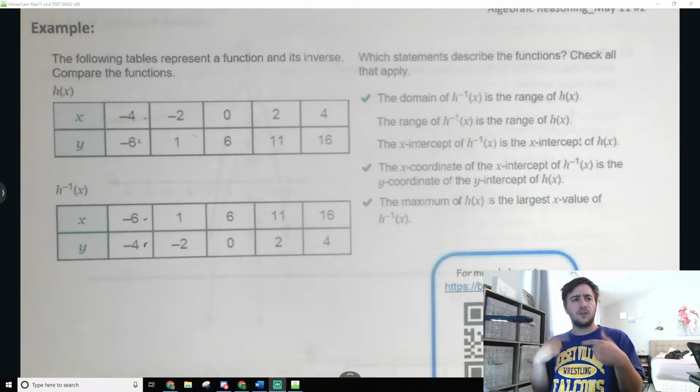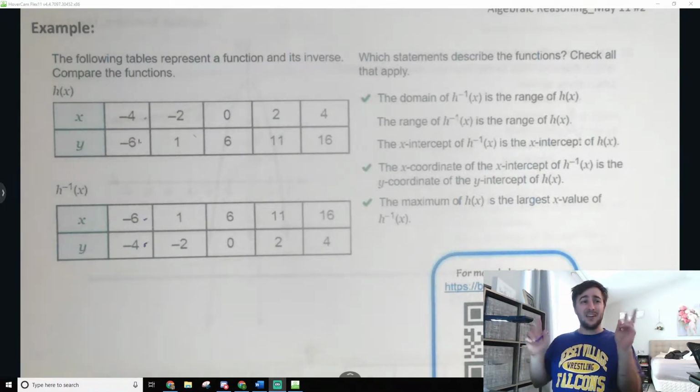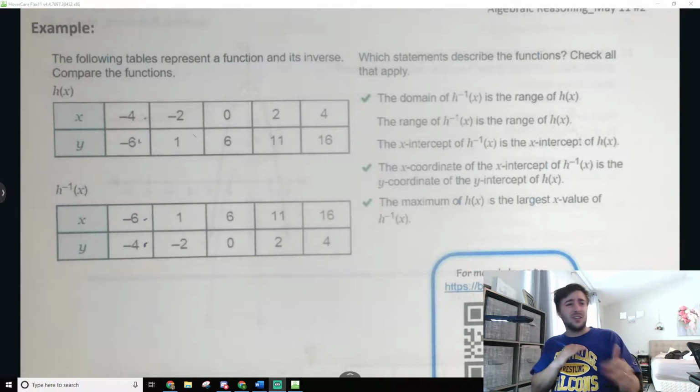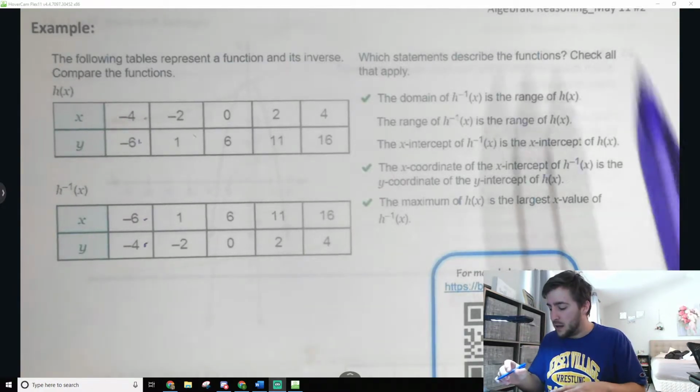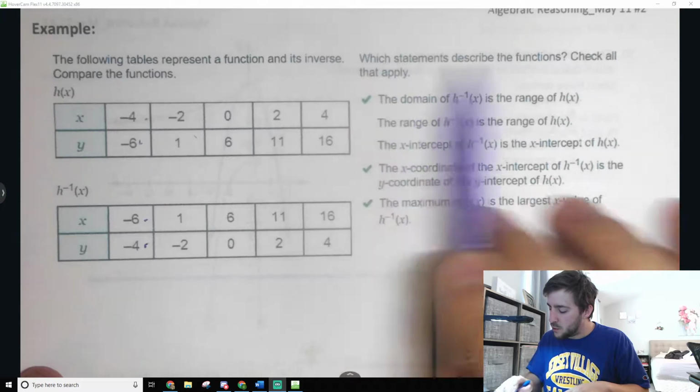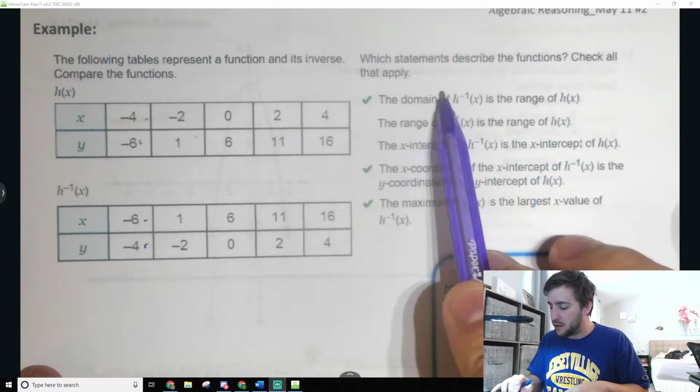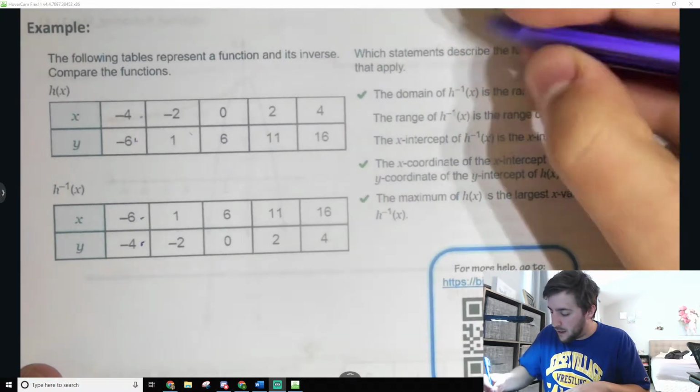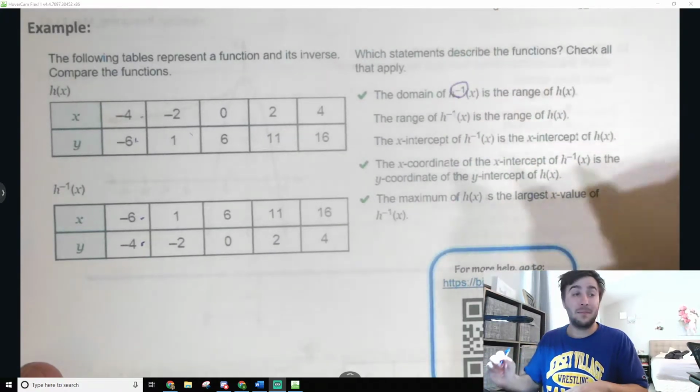All right, let's recall some of those other features that inverses kind of share, but they don't really share. It's kind of the same. So here we go. It says, which statements describe the functions? Check all that apply. The domain of, and again, we're looking for that -1. That means inverse.